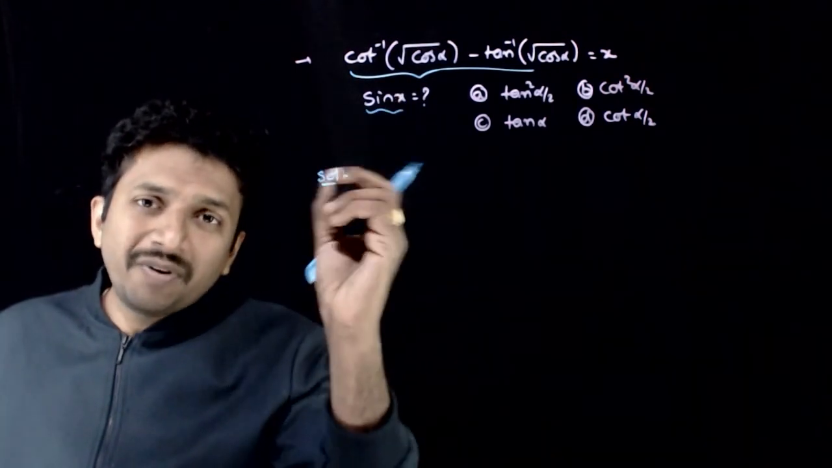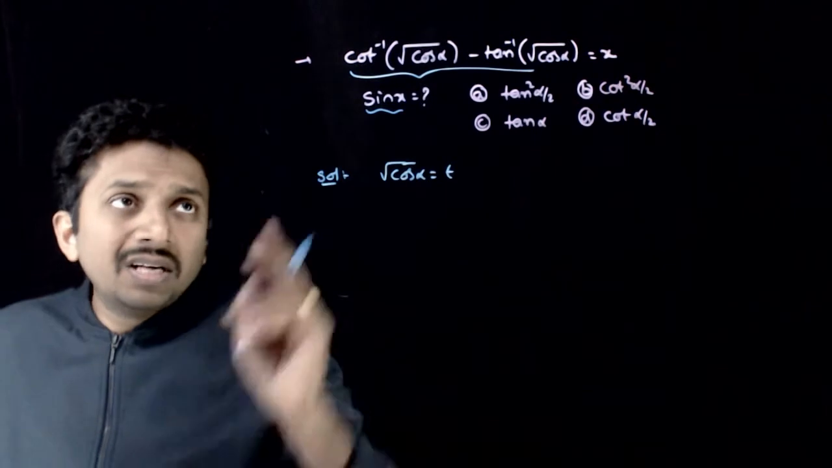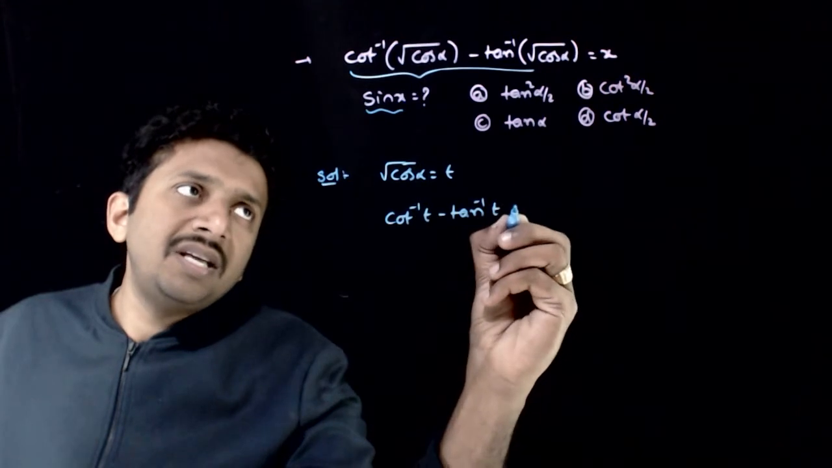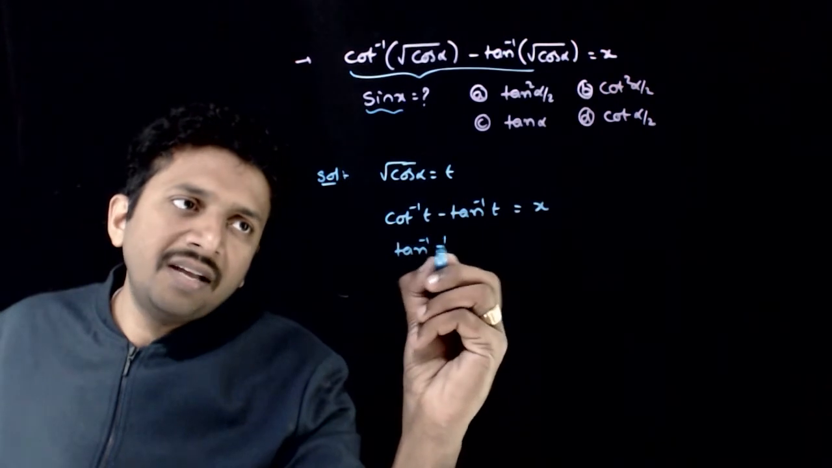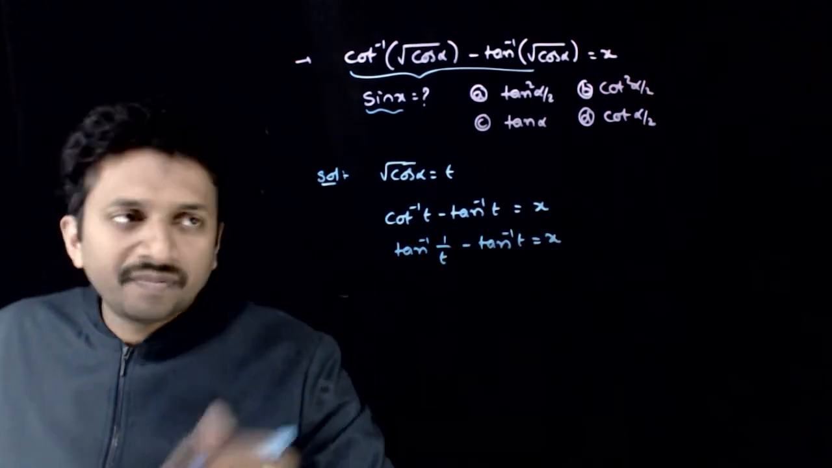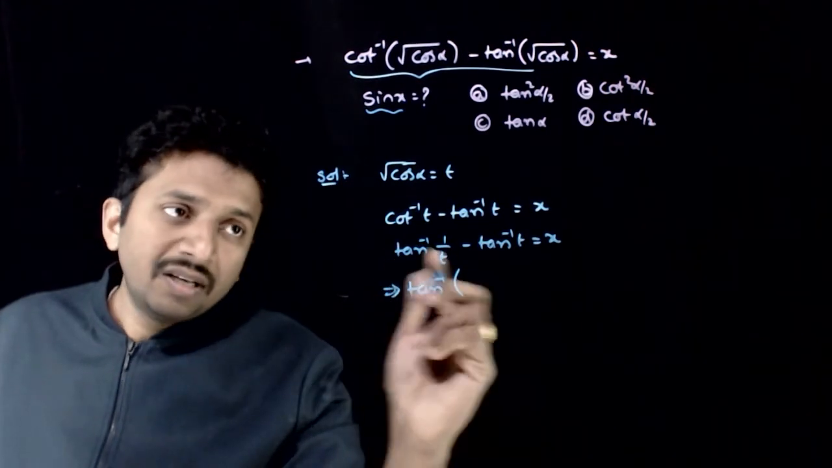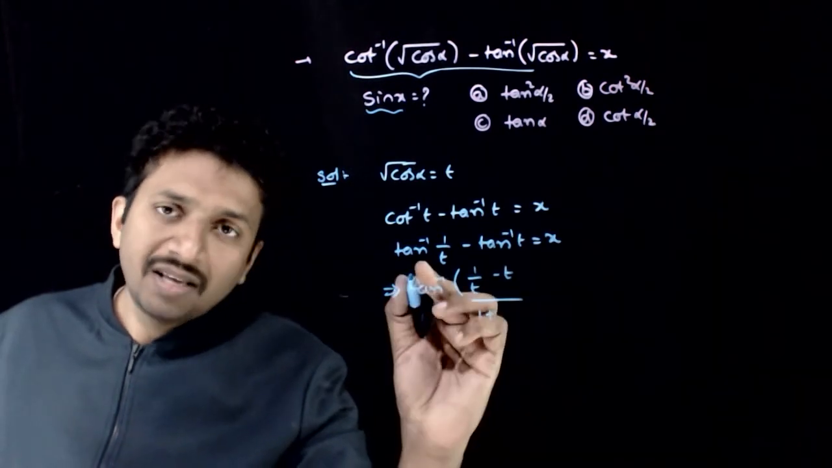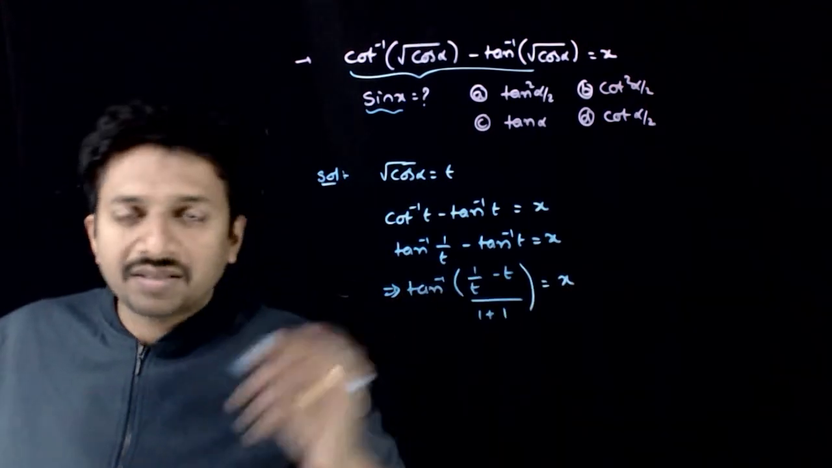So first in this question, to simplify this, let us assume root cos alpha is equal to some number t. So this equation becomes cot inverse t minus tan inverse t is equal to x. Cot inverse t can be written as tan inverse of 1 by t minus tan inverse t is equal to x. This implies tan inverse of (1 by t minus t) by (1 plus t into 1 by t). T into 1 by t is 1, is equal to x.